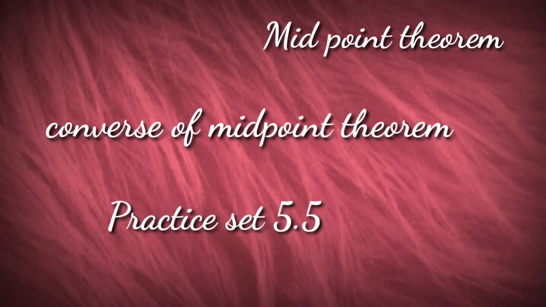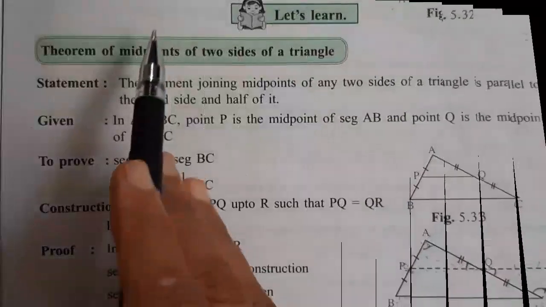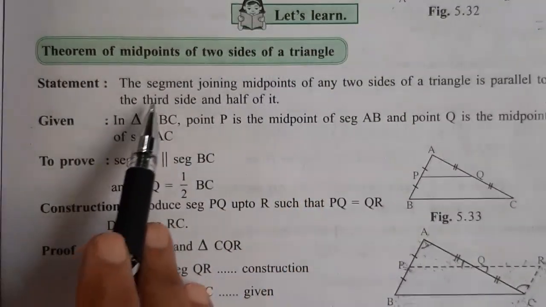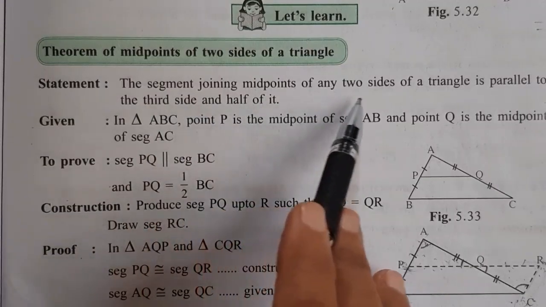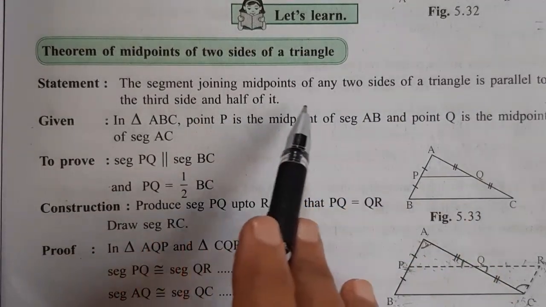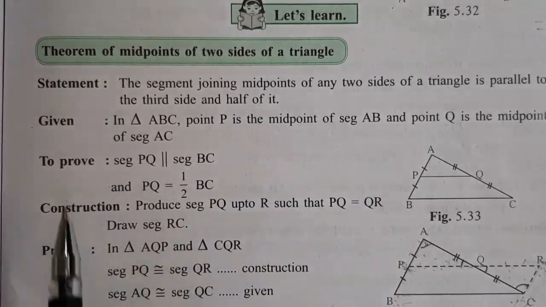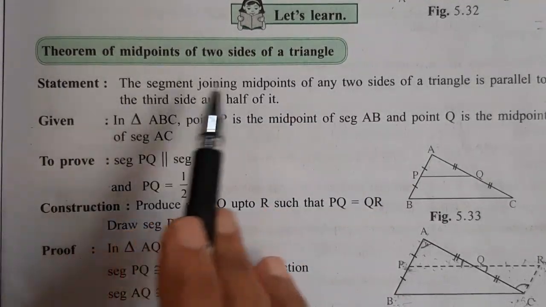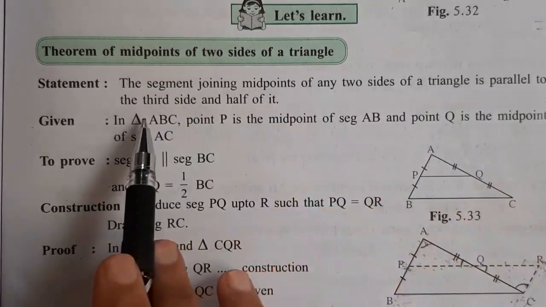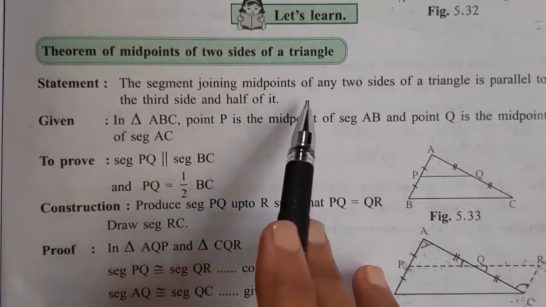Let's start. Today I am going to explain the theorem of midpoints of two sides of a triangle. See the statement. The segment joining the midpoints of any two sides of a triangle is parallel to the third side and half of it. Again I repeat: the segment joining the midpoints of any two sides of a triangle is parallel to the third side and half of it.